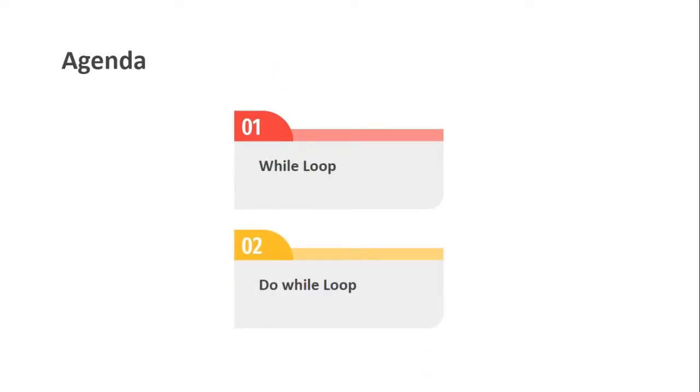As we discussed loops in our previous video lecture, we will continue with our topic, that is types of loops. In this we already discussed for loop. So in today's video lecture we will discuss first while loop and second one is do while loop. So let's start with our first topic, that is while loop.